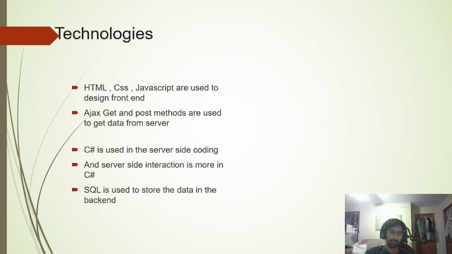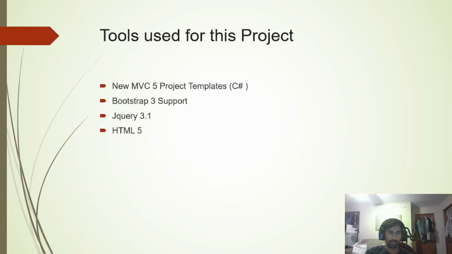The technologies that we use are HTML, CSS, and JavaScript as the front-end design. AJAX, GET and POST methods are used to get data from servers. C# is used for the server-side coding, and SQL is used for back-end development. The tools used are MVC5 project templates, Bootstrap 3, and jQuery 3.1 with HTML5.